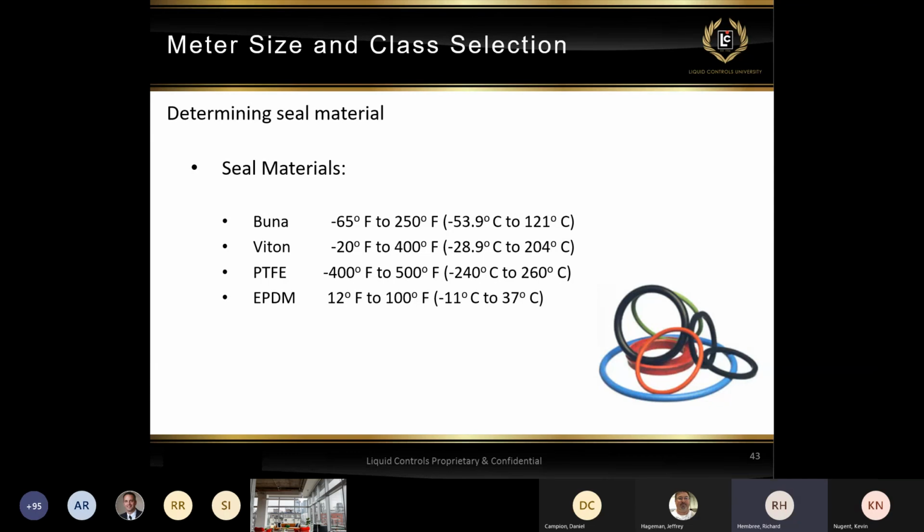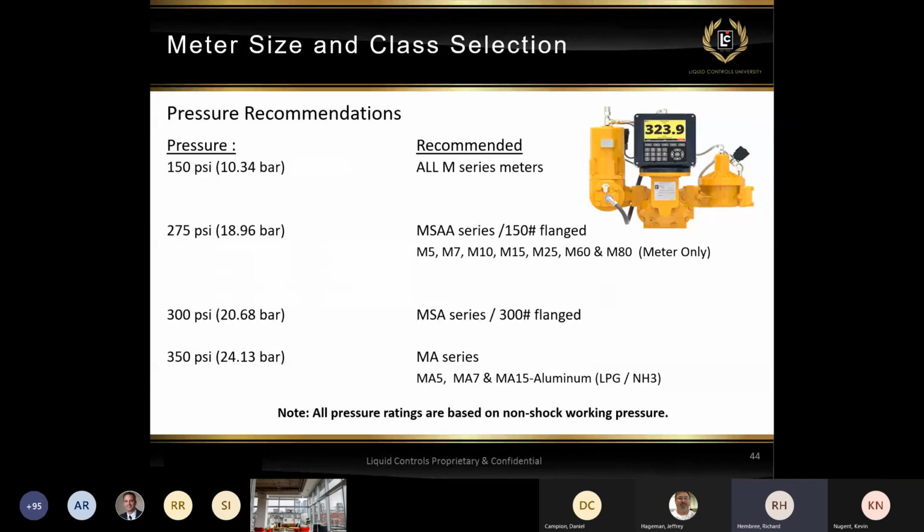And pressure recommendations on all M series meters, the pressure rating is 150 psi. On the MSAA with 150 pound flanges added to it on the meter is 275 psi. On the MSA with the 300 pound flange is 300 psi. And on the MA series, which you typically see in LPG, the pressure rating is 350 psi. Note that all these pressure ratings are based on non-shock working pressures.